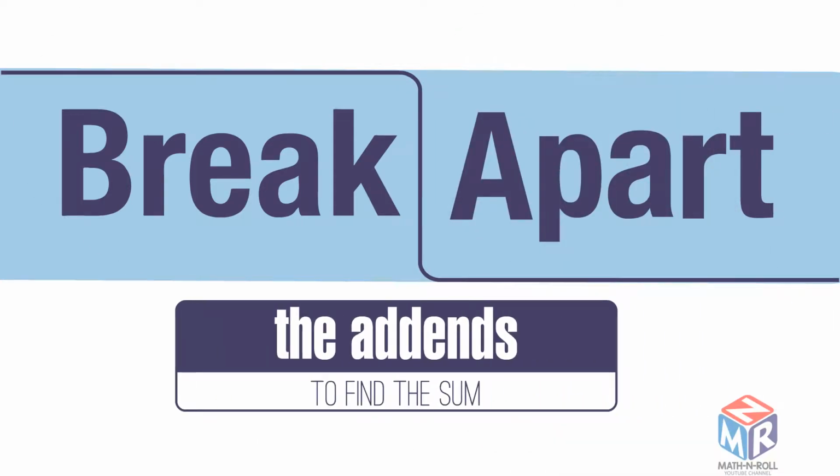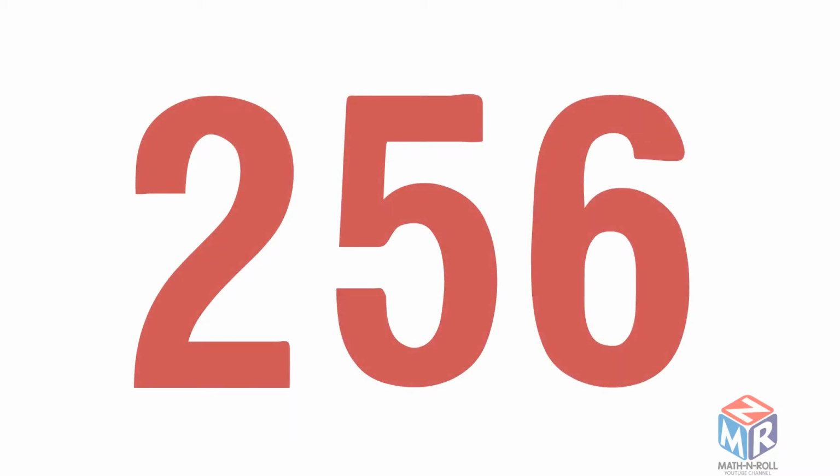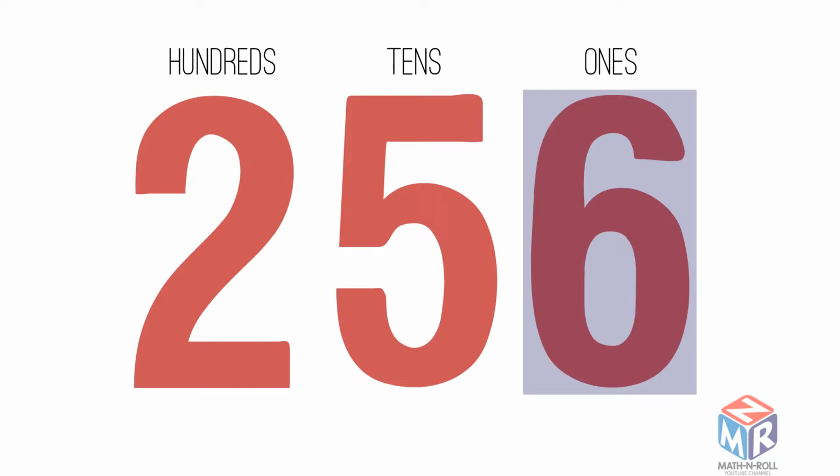Break apart the addends to find the sum. Let's remember how to break apart numbers. To identify the place values of a number, we start from the right side. The first number you bump into will be the ones place. The ones place has numbers reaching from 0 to 9.